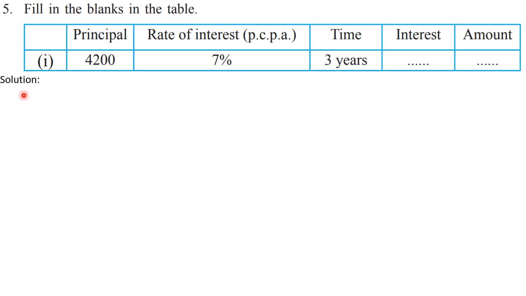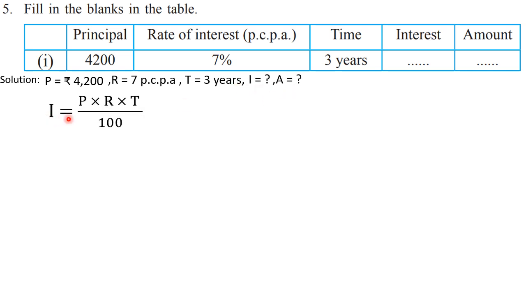So first let us write the given information. So solution, P is equal to 4,200 rupees. R is equal to 7 PCPA. Time is equal to 3 years. We have to find interest and amount. So we'll write I is equal to P into R into T upon 100. Now we'll put the values. So it will be what? I is equal to 4,200 into 7 into 3 upon 100.